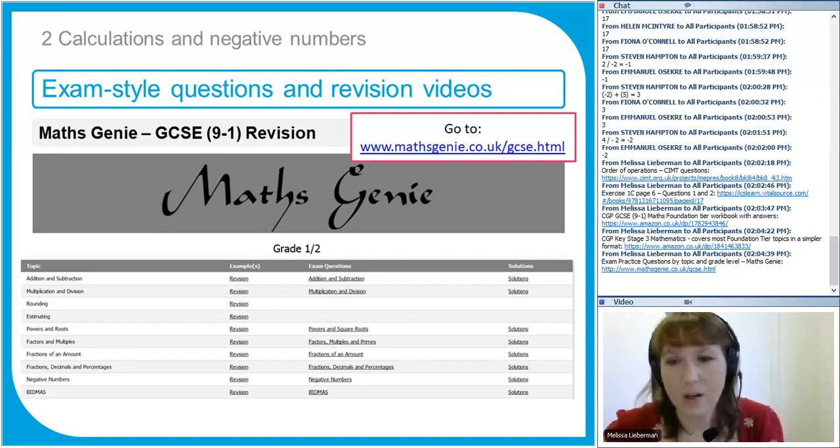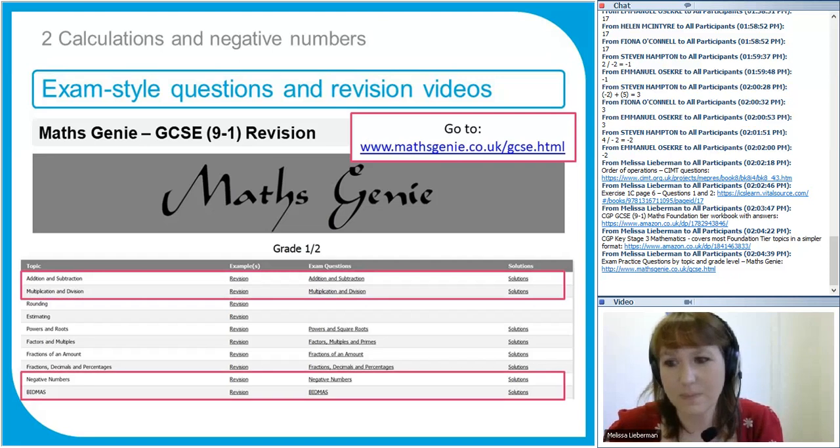Okay, so I would go to Maths Genie, and then I would go to try these addition, subtraction, multiplication, division questions, and also negative numbers and bit maths. They're in the 1 to 2 section.